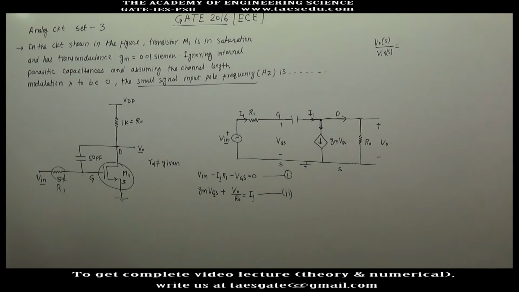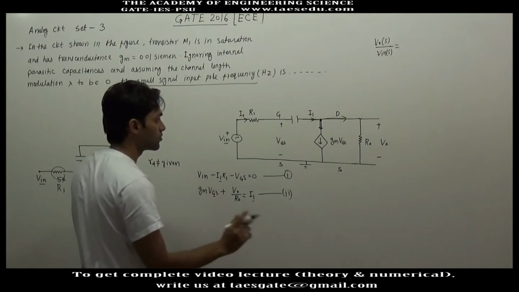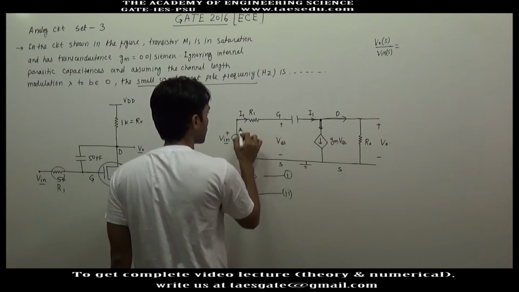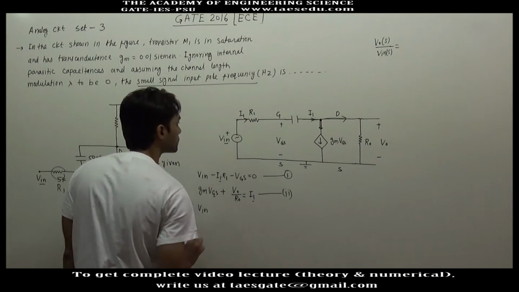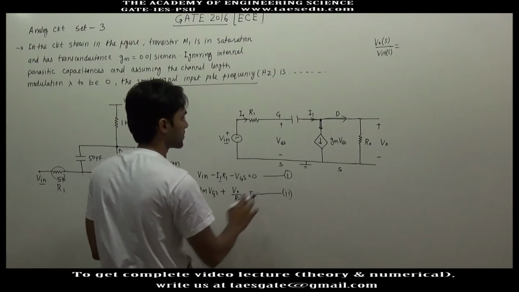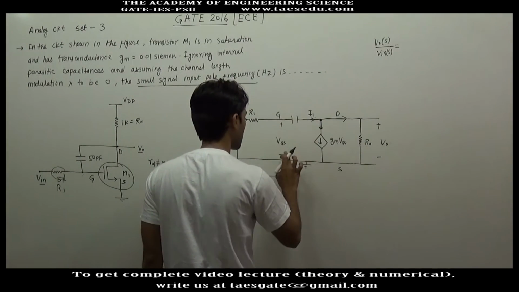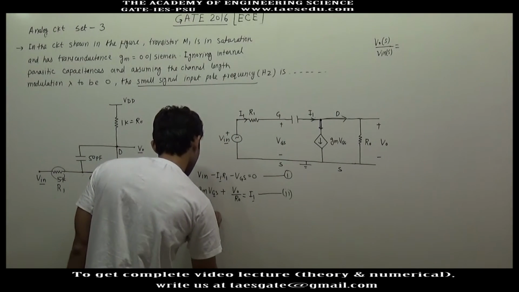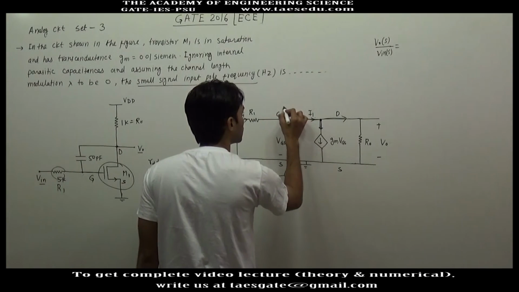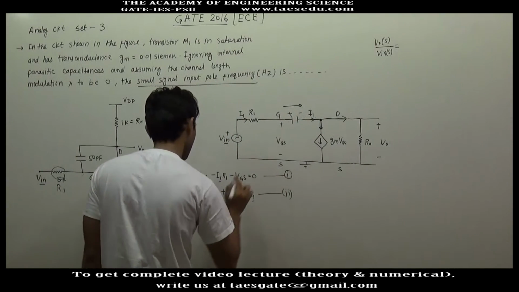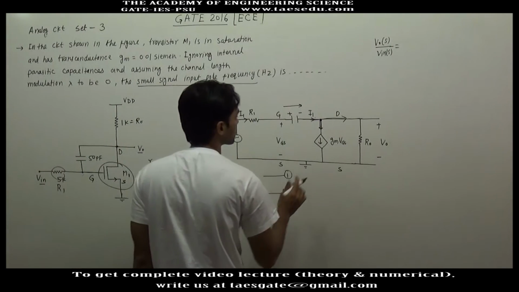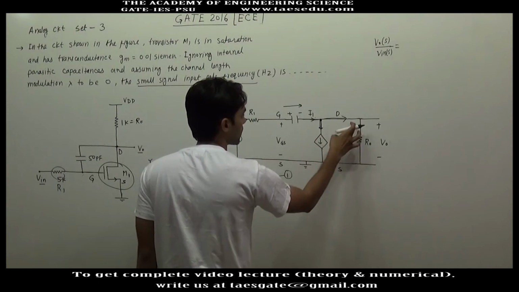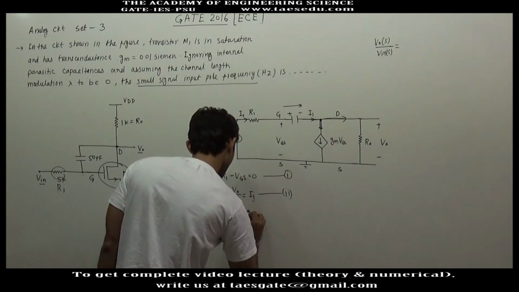Okay, so we have to eliminate I1 and VGS. So we need one more equation. Now applying KVL in this loop, here you have a gain of Vinput, or let us apply in this loop. Here you have a gain of VGS, here you will have a drop of I1 into impedance, I1 into 1 by CS, and here you have a drop of V0.